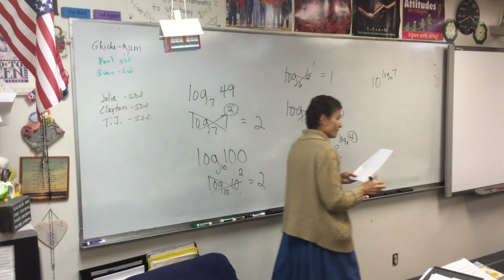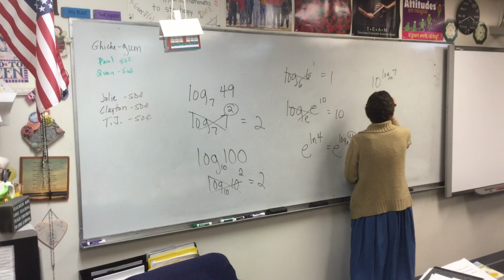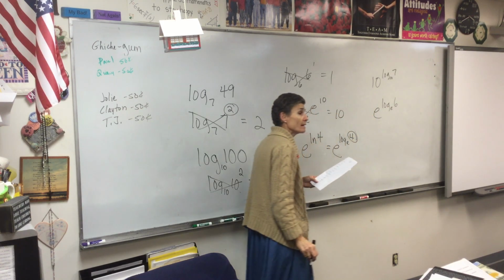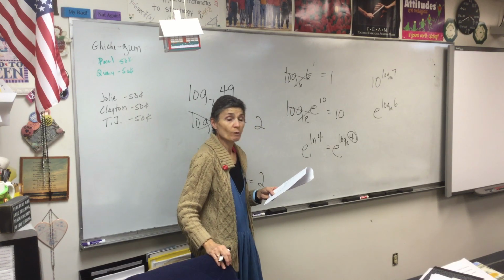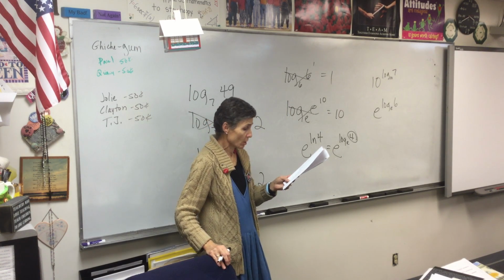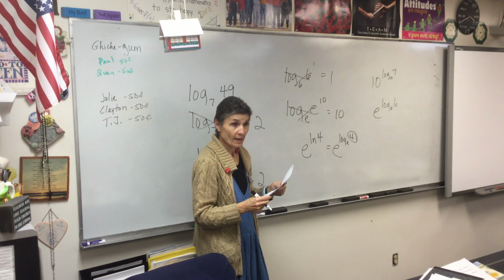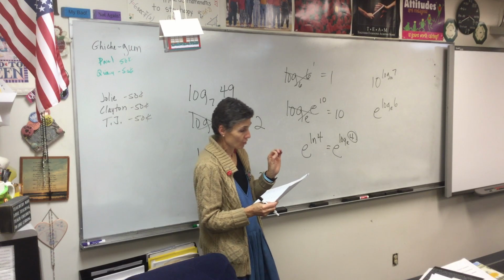How about 27? 6. e to the log base e of 6. Remember, ln is log base e. So if you're confused, write it as log base e. Okay, those are pretty easy. Now we're going to look at the harder ones.